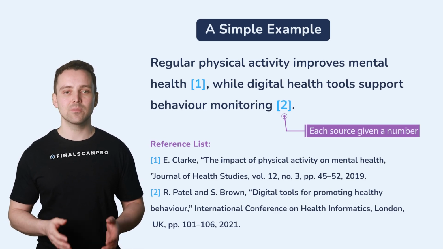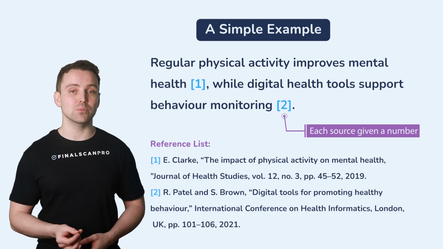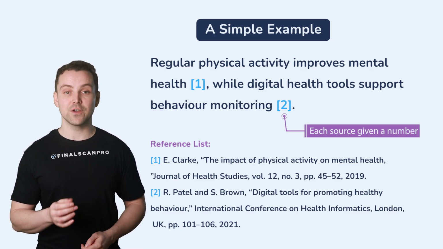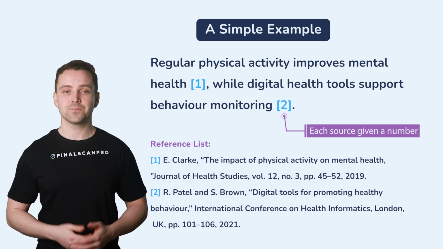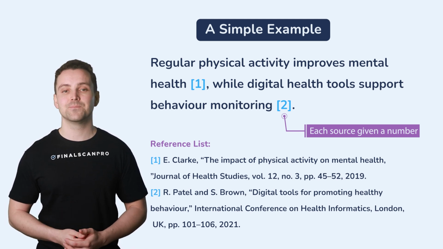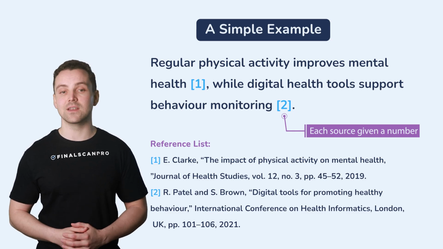IEEE uses a numbered citation system, where sources are cited using numbers in square brackets. Each source is assigned a number the first time it appears in the text, and that same number is used every time you refer to that source again. There are a few different ways you can include these citations in your writing.